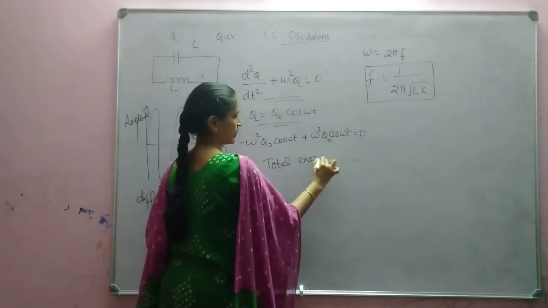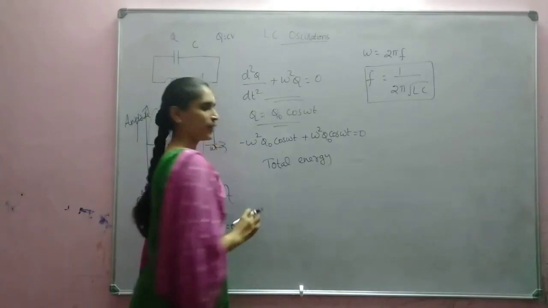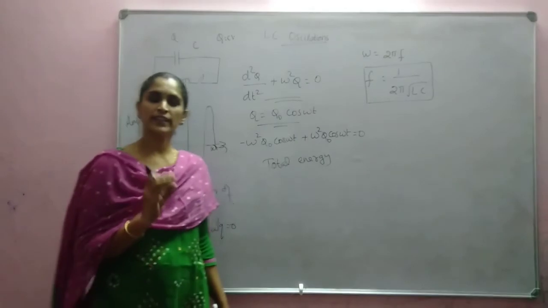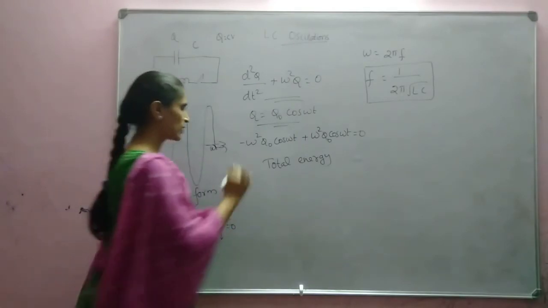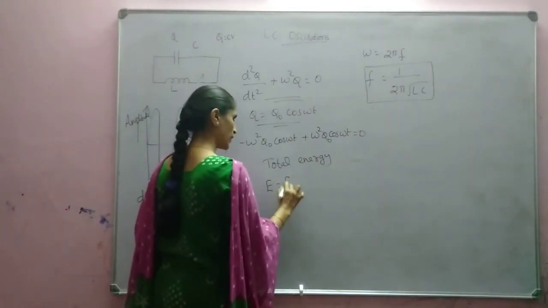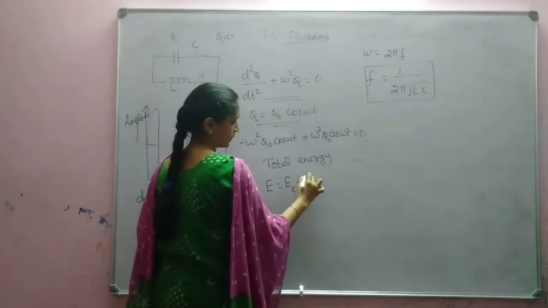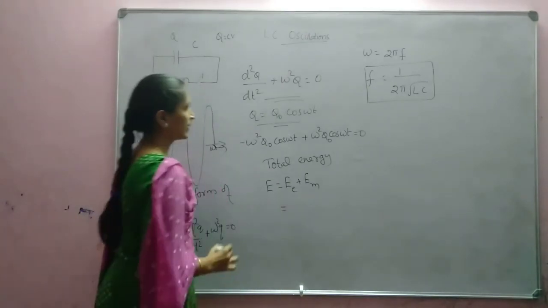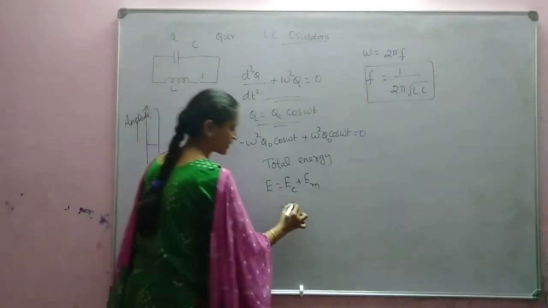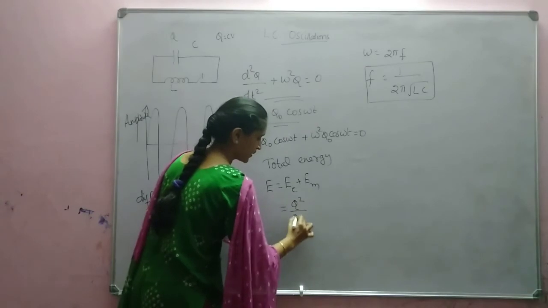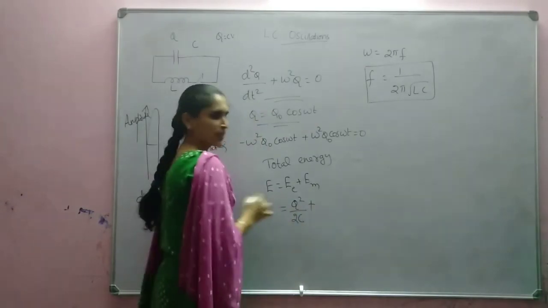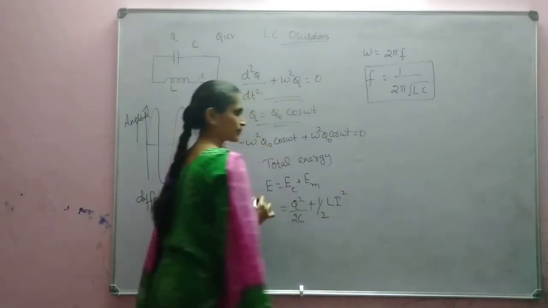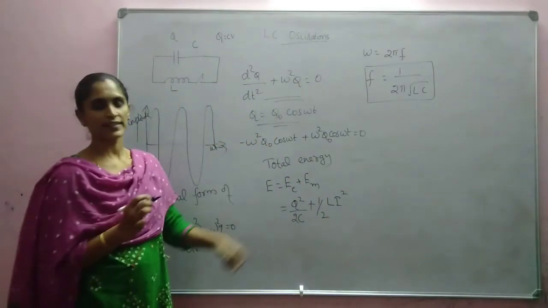Total energy can be written as energy stored in the capacitor in the form of electric field plus energy stored in the inductor in the form of magnetic field. So total energy is equal to energy stored in electric field plus energy stored in magnetic field. Energy stored in electric field can be written as q square by 2C, plus energy stored in magnetic field can be written as half L I square. Now we can find what is the total energy.